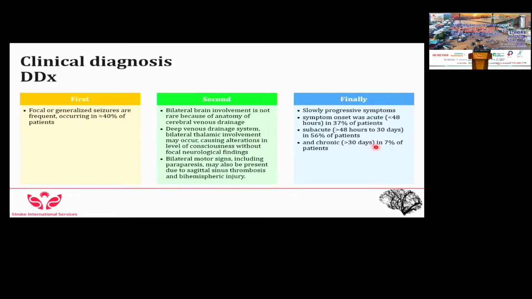According to a previous study, the symptom onset was acute, within 48 hours, in just 37% of the patients, subacute in 56% of the patients, and chronic, over 30 days, in 7% of the patients. So most of the patients come to the hospital in the subacute phase, from 48 hours to 30 days.